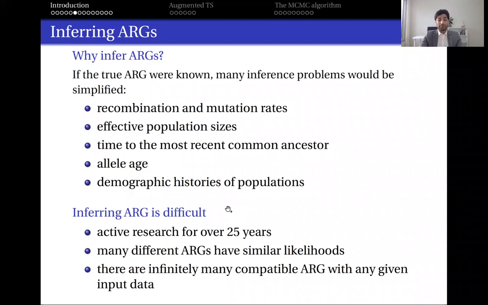The reason, or some of the reason, is that many different ARGs have very similar likelihoods. So it's very hard to explore the space, and there are infinitely many compatible ARGs for any given input data. So it's an infinite space. Because of these difficulties, a major focus has been on the development of approximations to the coalescent with recombination.